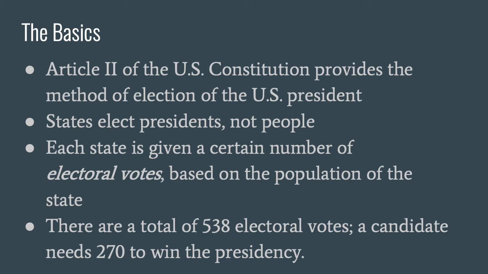So the states get a certain number of what are called electoral votes, and that's based upon the population of the state. So if you have a large population, then you're going to have more electoral votes. And there are only a total of 538 electoral votes, and we'll talk about why it's that weird number. And so a candidate has to win 270 electoral votes to win the presidency. So that is half of 538 plus one, right? And that's how you get to 270. So a candidate must win 270 electoral votes to win the presidency.